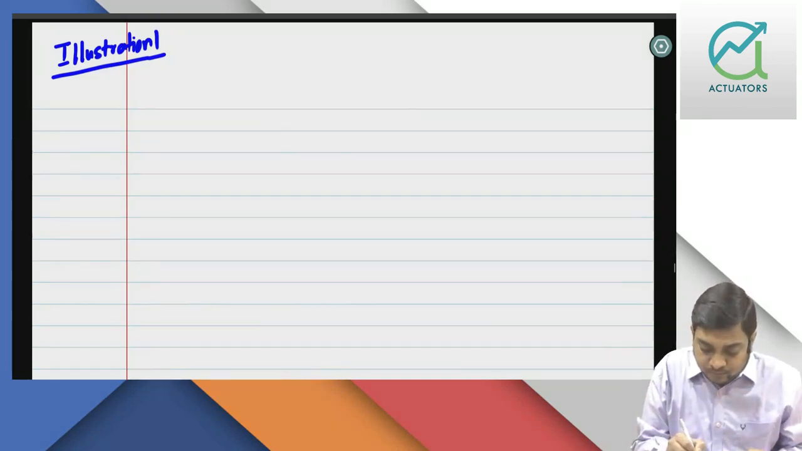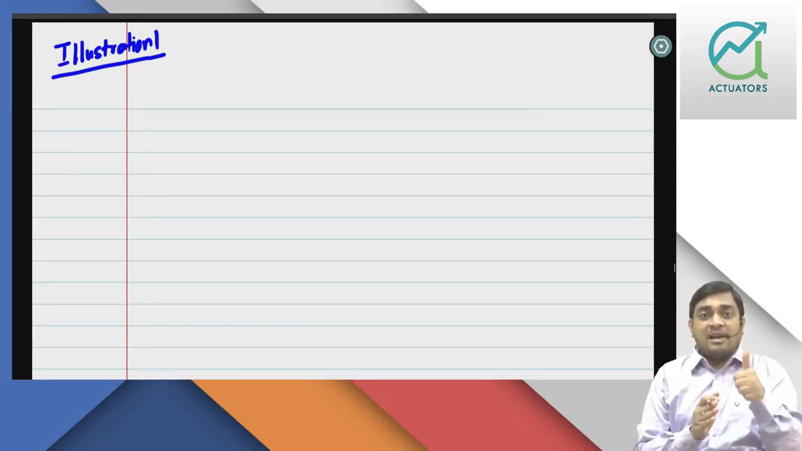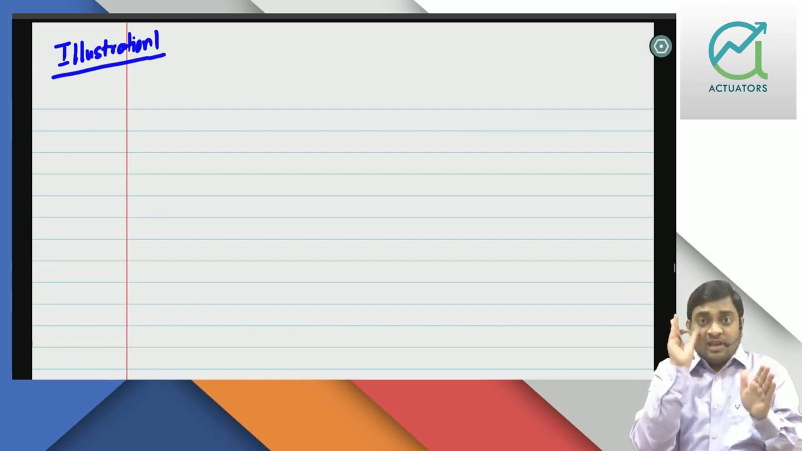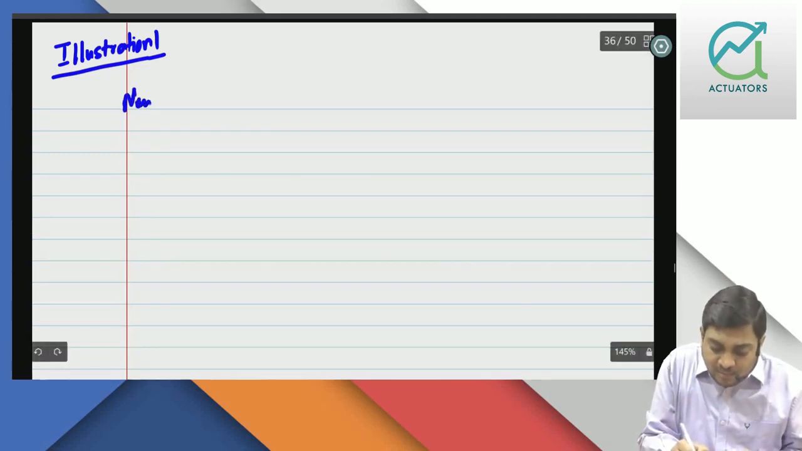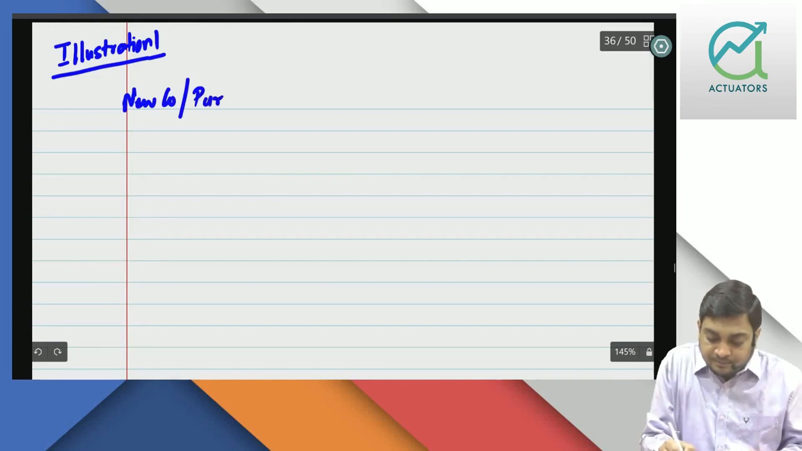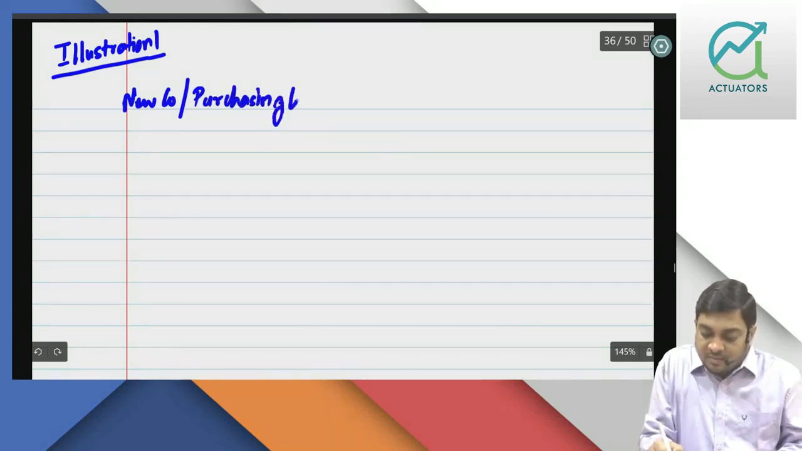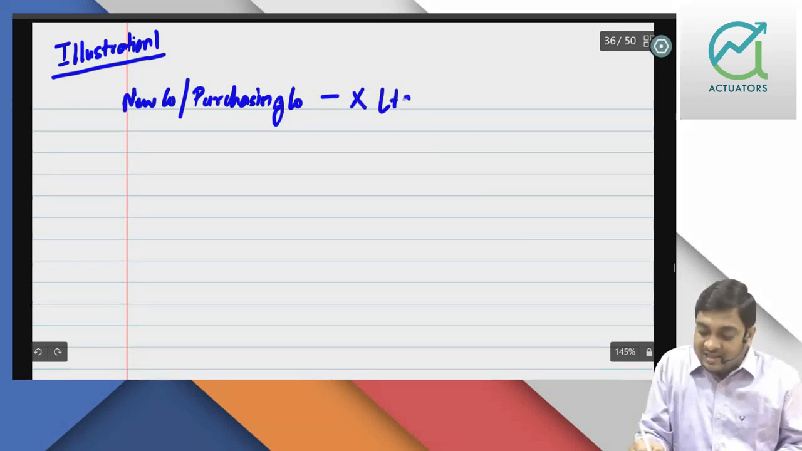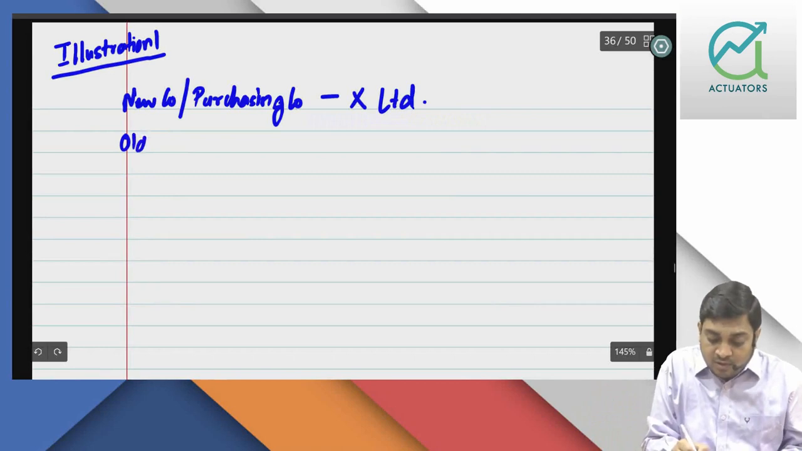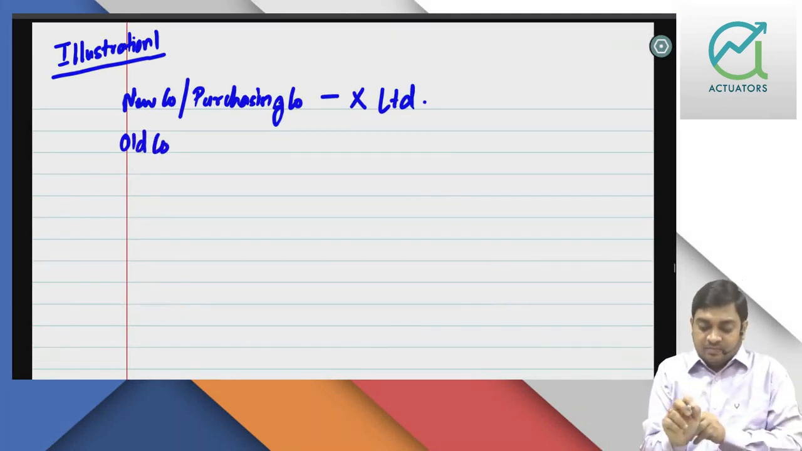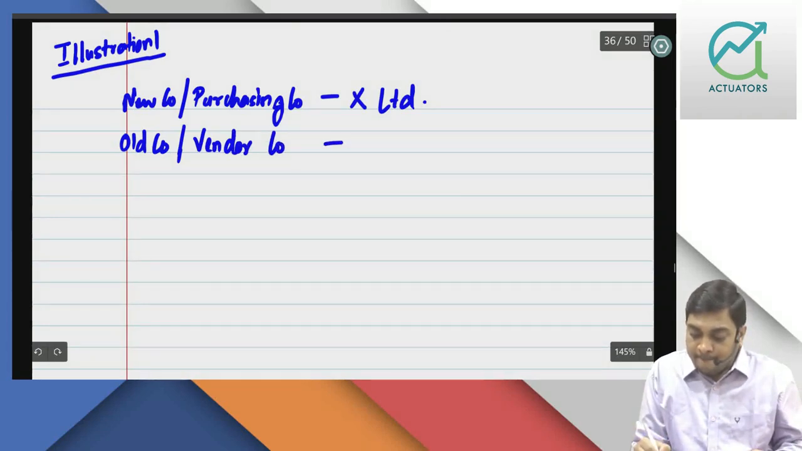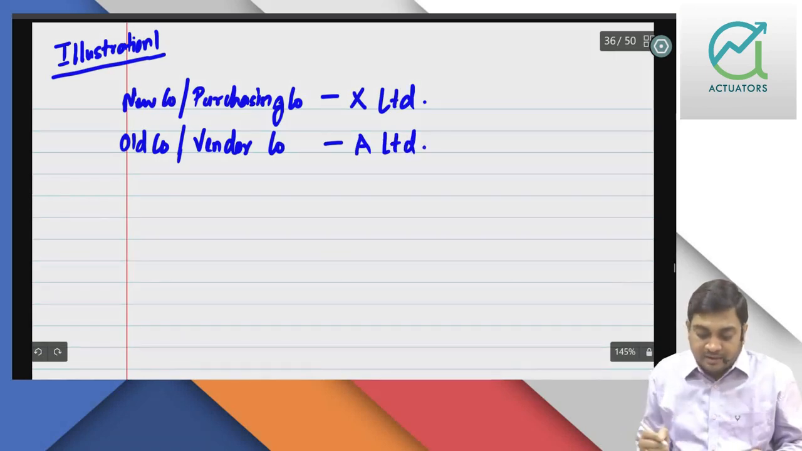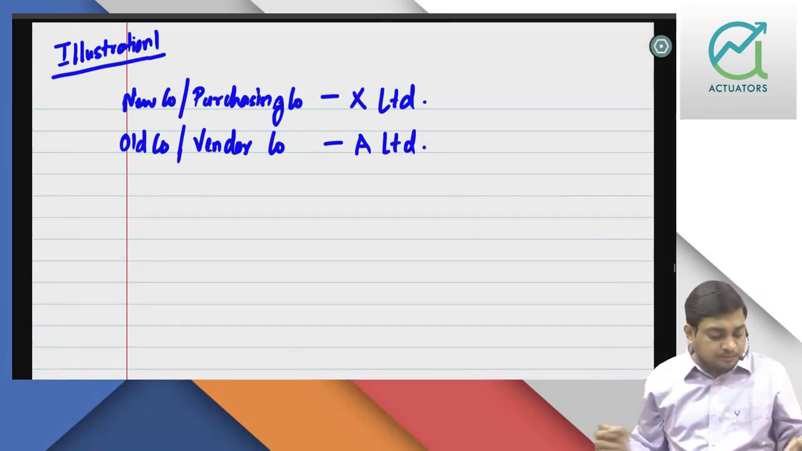So it is an absorption case, right? I have already told you, amalgamation, absorption and external reconstruction, it does not matter. The accounting treatment is the same. The only thing you need is to identify the purchasing company and the vendor company. So here in this case, what is the new company, the purchasing company? That is X Limited, which is buying the assets and liabilities of A Limited. Who is the old company, or rather we would say vendor company? The old company or the vendor company is A Limited, right?